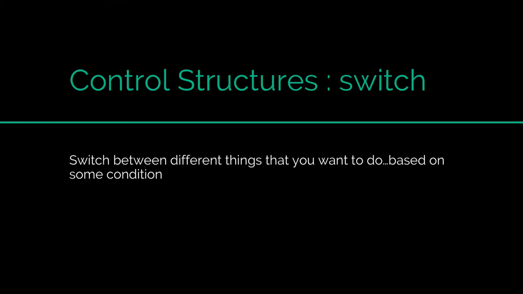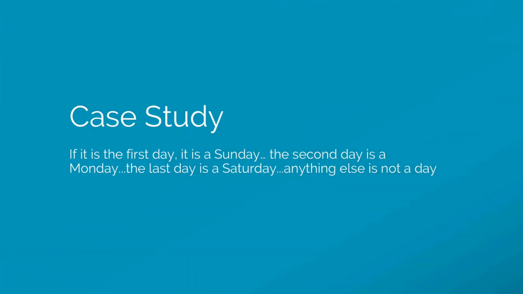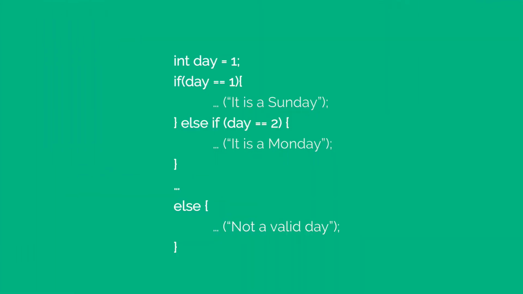In this video, let's take a look at the switch statement in Java. If it is the first day, it is a Sunday. If it is the second day, then it is a Monday, and so on. How do you solve this problem? Usually, you would use the if-else statement, where you would say if day is 1, then it is a Sunday, else if day is 2, it is a Monday, and so on.